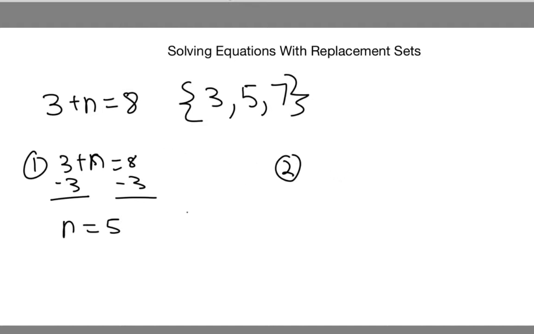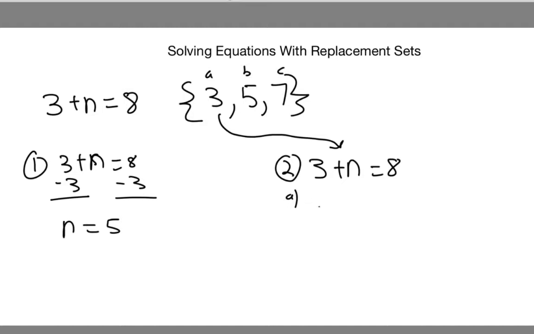Now, if you didn't know how to do that, or you didn't know the properties of equality yet, or for whatever reason you just forgot about it, there's another method you guys could use to solve these. Suppose you're given this equation: 3 plus n equals 8. First you can start plugging in values for n. So first you could plug in the first one. I'm going to label these values a, b, and c.